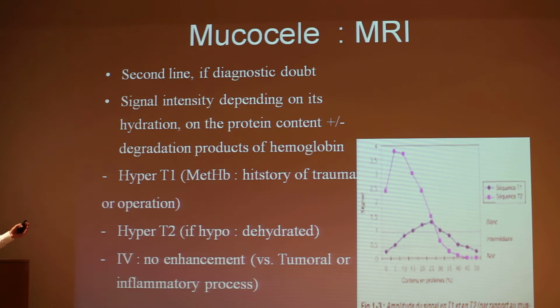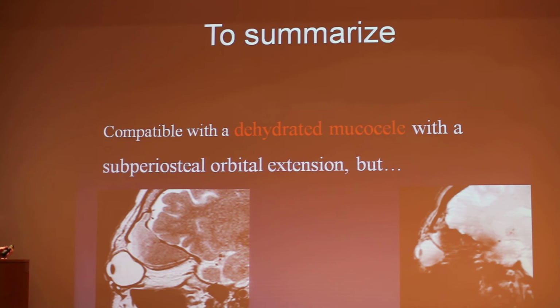And in MRI, it's like in CT scan, actually. The signal intensity depends on the hydration of the lesion, and I put here the signal in T1 and T2 depending on the protein content of the mucocele. At the beginning, the mucocele is hypo T1 and hyper T2, and then with the increase of the protein content, you have hyper T1. So if the case was a mucocele, we would be approximately here. So it could be compatible with a dehydrated mucocele.